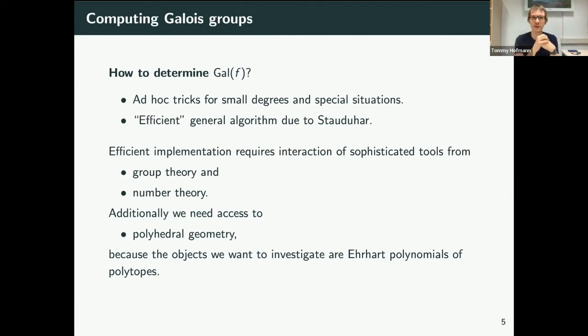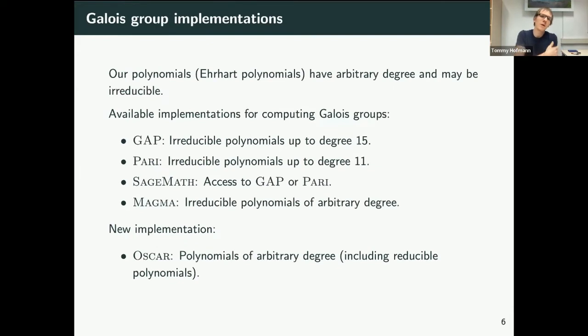And in our situation, if you want to do experiments with Ehrhart polynomials, we actually also have to have access to some polyhedral geometry in some algorithmic form. So we actually have to have access to 3 different areas to make this investigation work. So what are your options when computing Galois groups? So what are possible implementations?